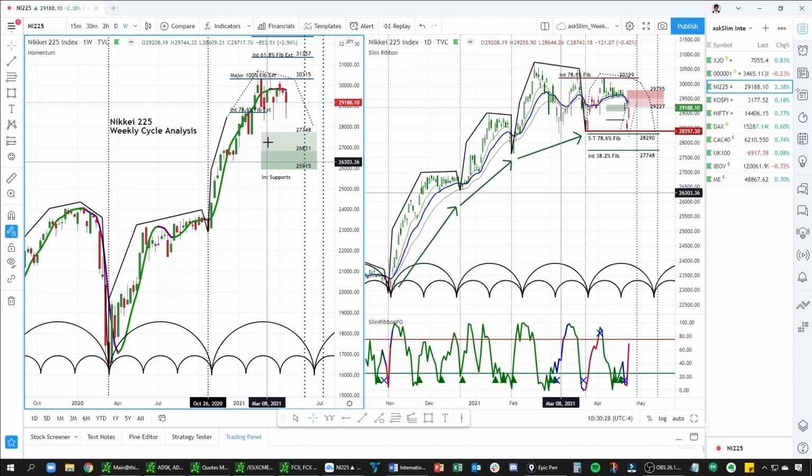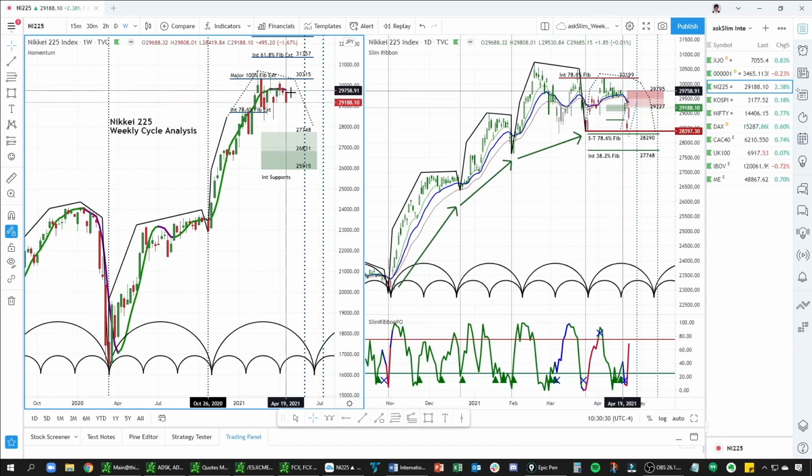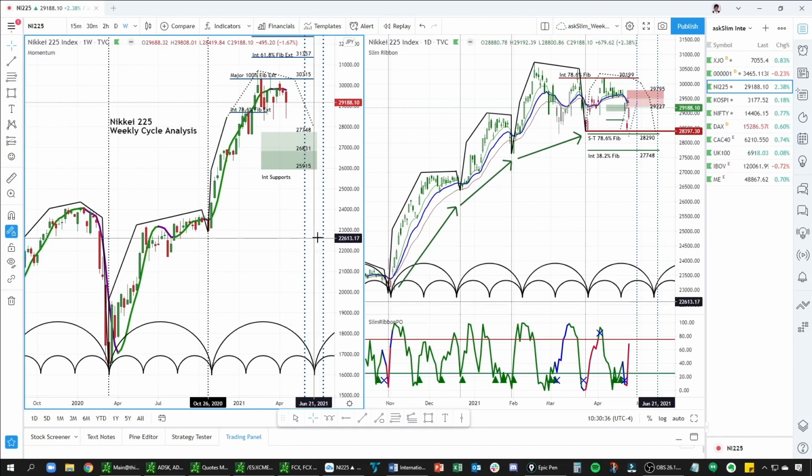What we're looking for at this point is for this to really roll over back on the downside into this next key intermediate term timing. The next key low is due 5/31 to 7/12.